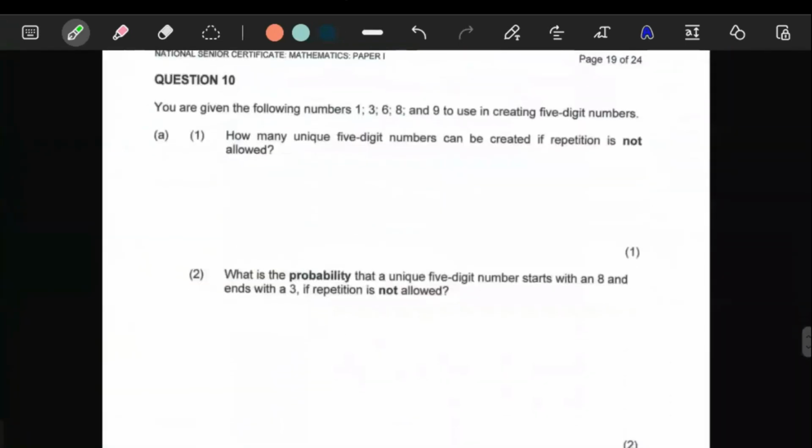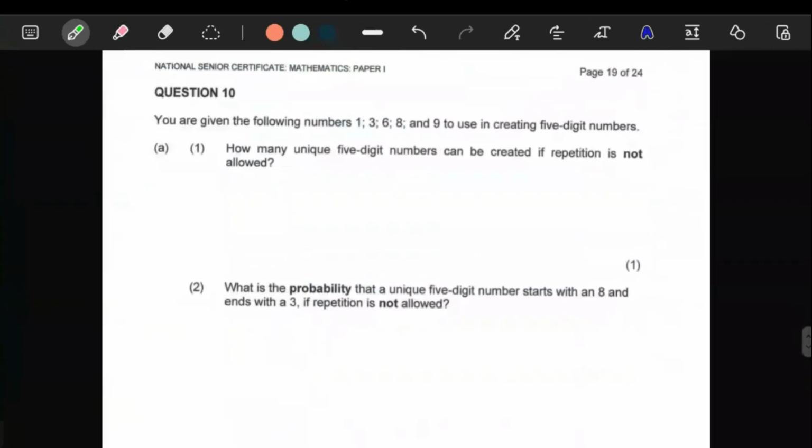Let's move on. Question number 10. It says, you are given the following numbers, right?